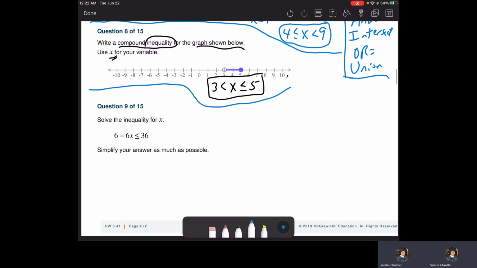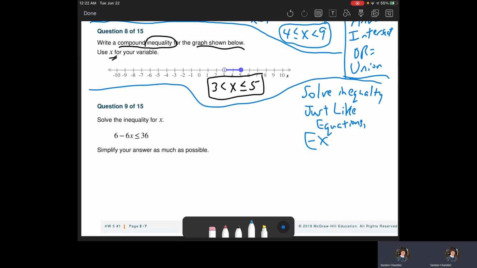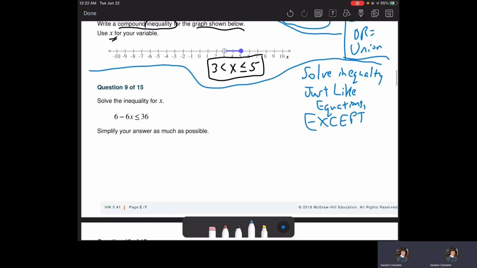Now we want to solve the inequalities. Now there's only one thing you need to do when you solve inequalities, and that is pretend they're equalities. Just like equations, how's that? Except, and yep, I'm screaming and hollering and everything, except when you multiply or divide by a negative.